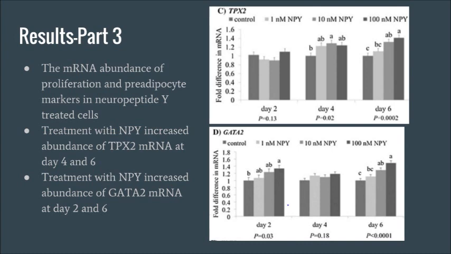The first figure shows that treatment with the NPY increased the abundance of thyroxine-dependent peroxidase 2 mRNA at day 4 and day 6. The second figure shows that treatment with NPY increased the abundance of GATA-binding protein 2 mRNA at day 2 and day 6.